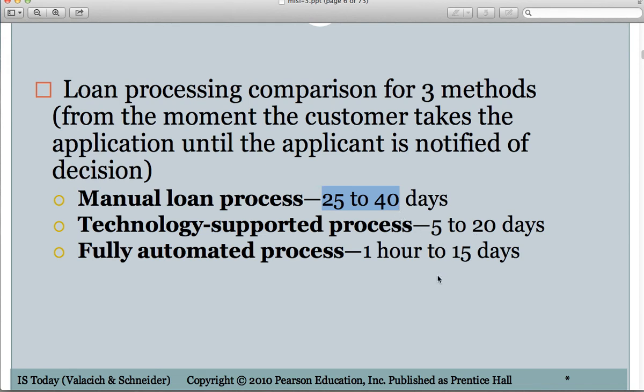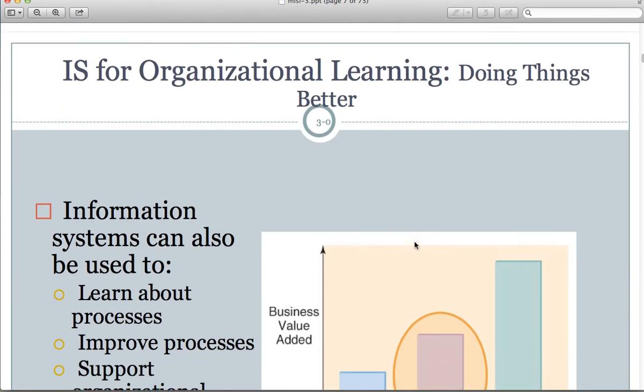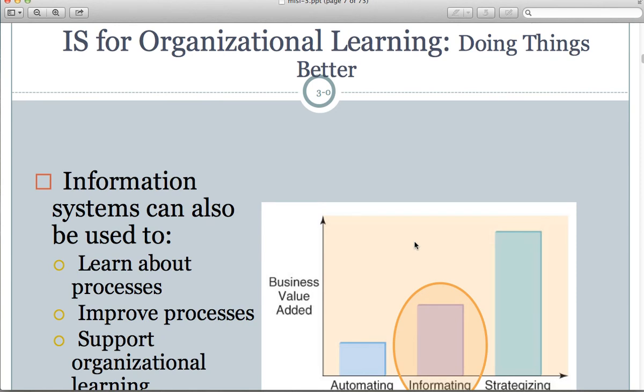Technology-supported processes, now fully automated processes: 1 hour, 15 days. Actually, cut this down. It's like 5 minutes right now. You can go to a retail store and fill it out using the terminal that's used for your credit card. You just type in your stuff, and they approve or disapprove you within seconds. Oh, it's approved. It's not approved.